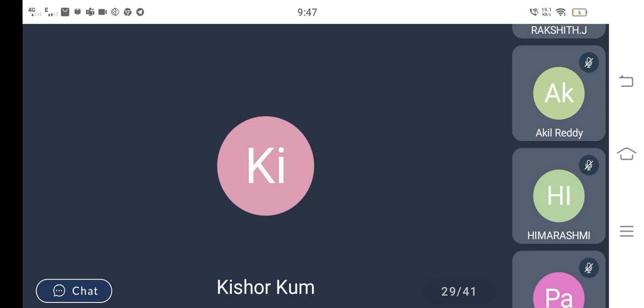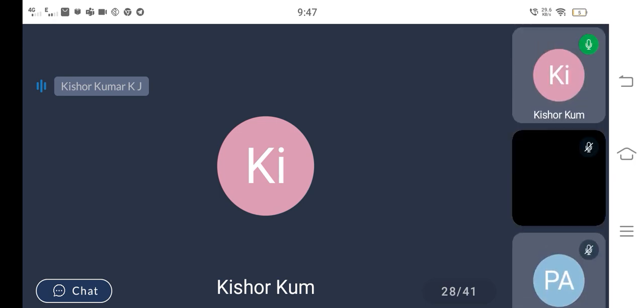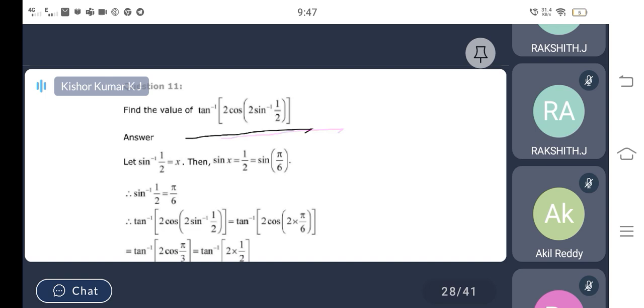Here you have the next problem. Question number 11. Find the value of tan inverse of 2 into cos of 2 sin inverse 1 by 2. These kinds of problems depend on the concepts of properties of inverse trigonometric functions and principal value. If you know these two concepts, you can easily answer the following questions. You just observe, student. When you have a question to find the value like this, first you have to break up the problem, part by part.